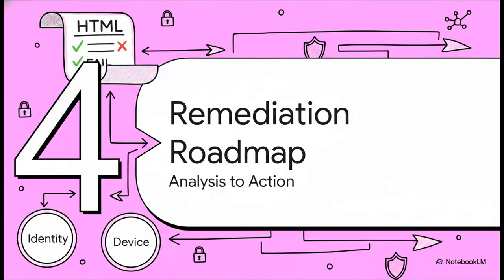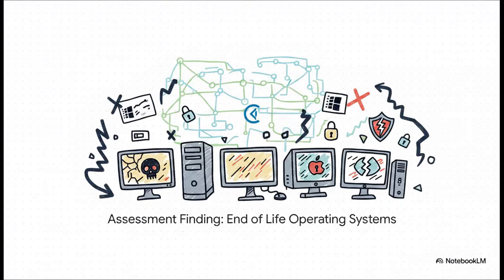Which brings us to part 4, the remediation roadmap. Once we generate that HTML output, the report literally marks every single test as a pass or a fail across your identity and device domains. Take this real-world finding, for example. End-of-life operating systems hiding out in the environment. You know, like that forgotten Windows server sitting in a broom closet somewhere.